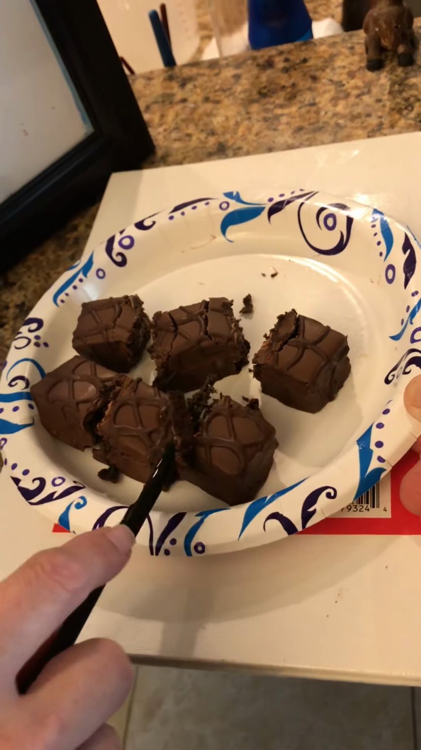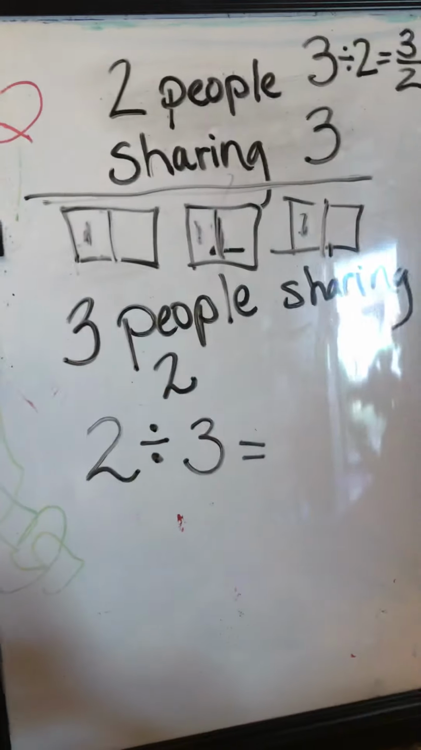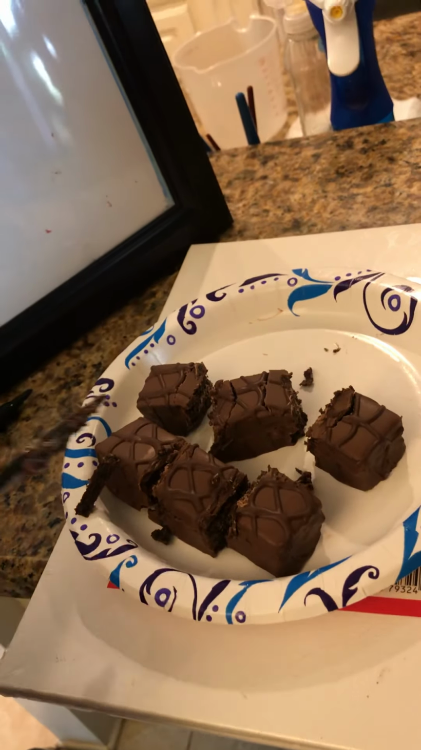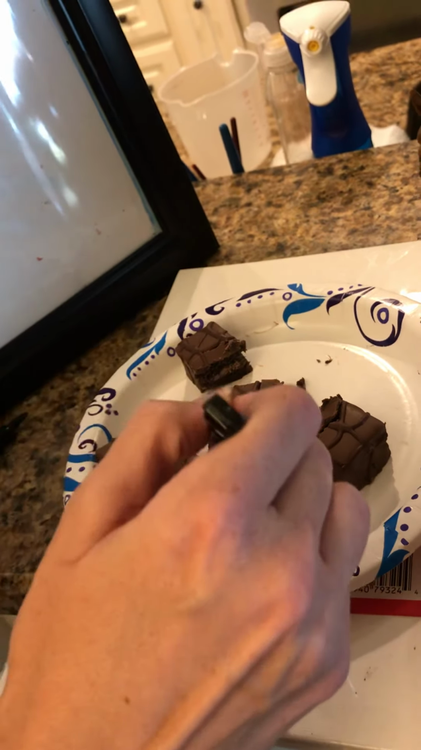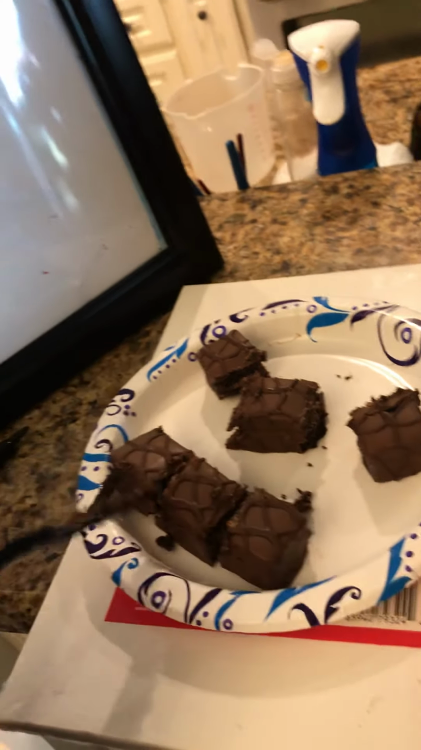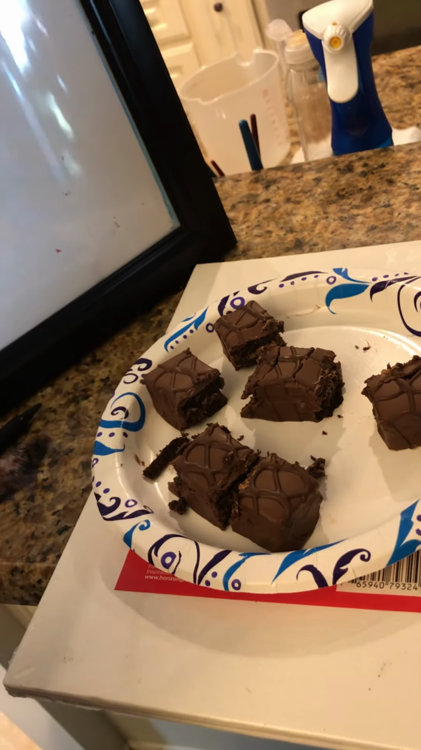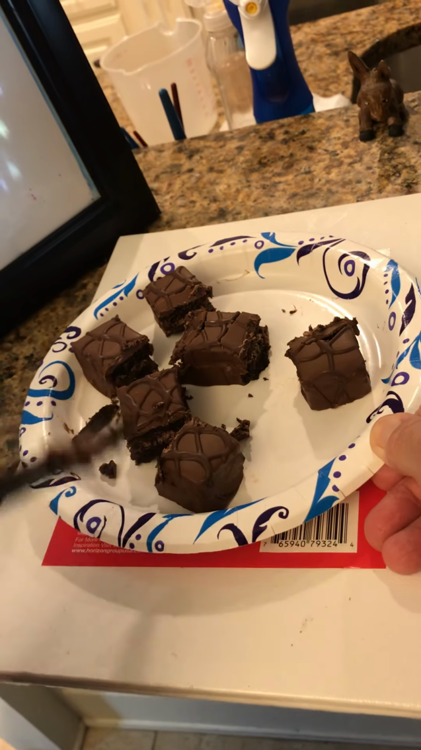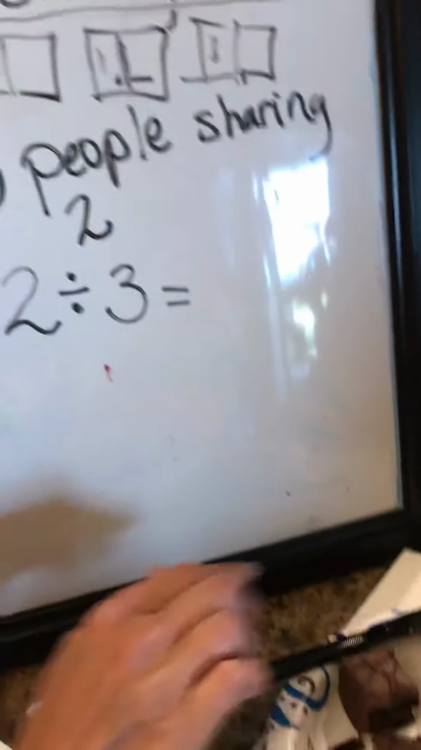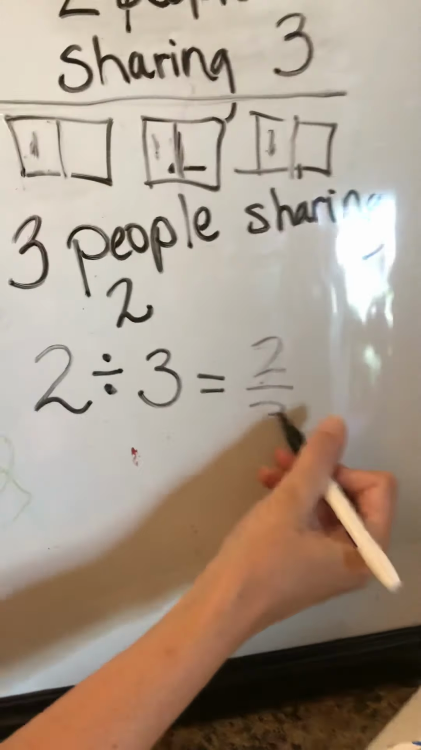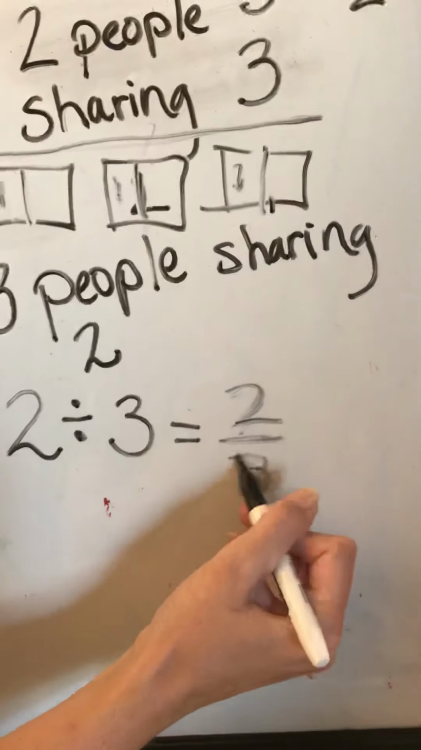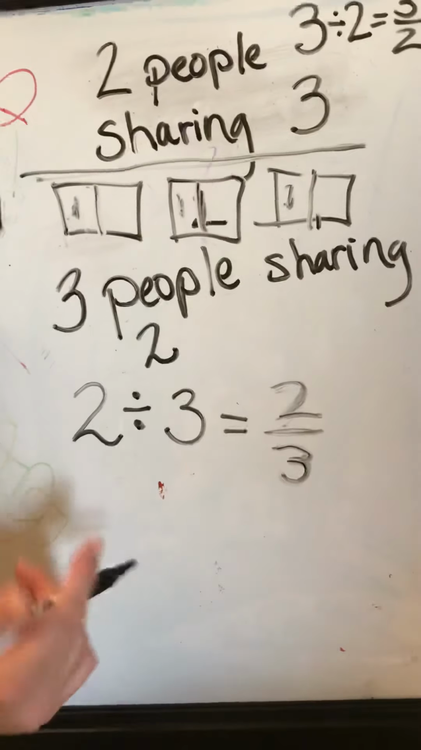So that means it's 3 people sharing 2. So I've got the 2 here, I've split it up into thirds. So the first person would get one of these, the second person gets one of these, and then the third person. Then on the next one, the first person would get one, the second person gets one, and then the third person. So that means that they're each going to get 2/3. My marker is messing up, but I think you get the point here. So they're each going to get 2/3.